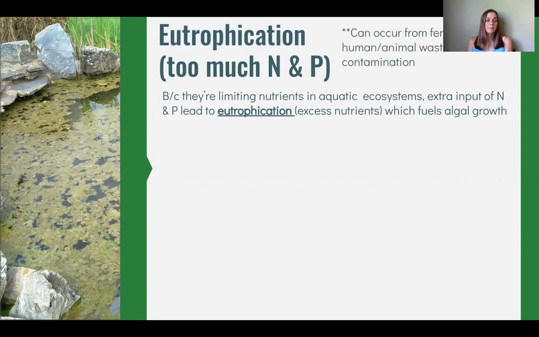This can happen through more natural processes, but very often it's what we call cultural eutrophication, which means that it's caused by humans, usually by fertilizer runoff, but also runoff from animal operations. So chicken farms and hog farms and cow farms, if that waste is not managed properly, it can run off into bodies of water and result in excess levels of nutrients in the water.